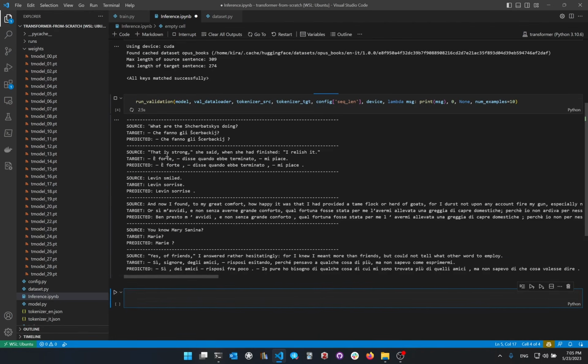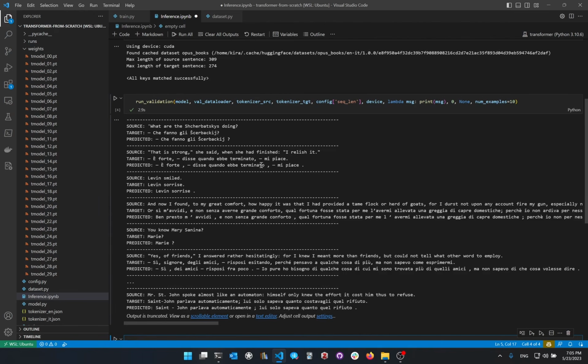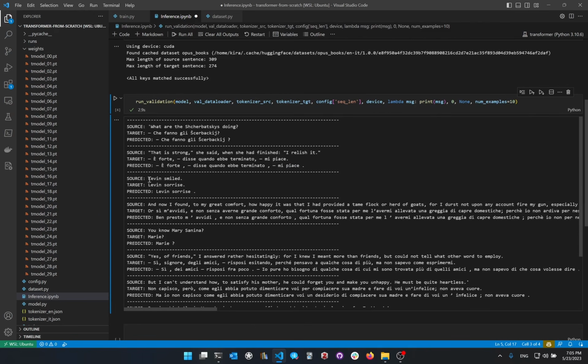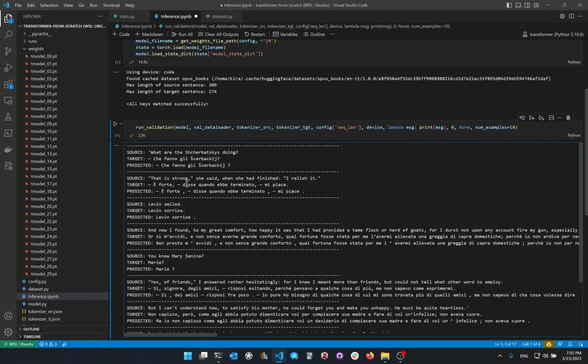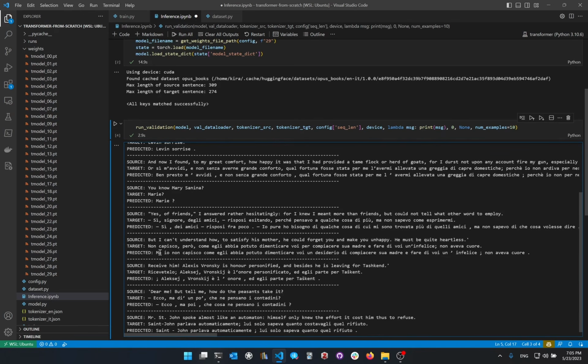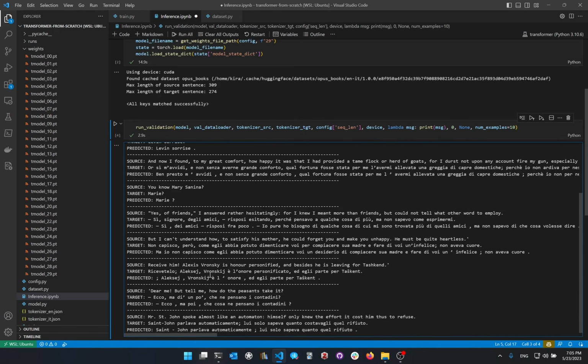As you can see, the model is running inference on 10 example sentences, and the result is not bad. We can see that Levin smile, Levin sorrise, it's matching. And most of them are matching. Actually, we could also say that it's nearly overfit for this particular data. But this is the power of the transformer. I didn't train it for many days, I just trained it for a few hours, if I remember correctly. And the results are really, really good.